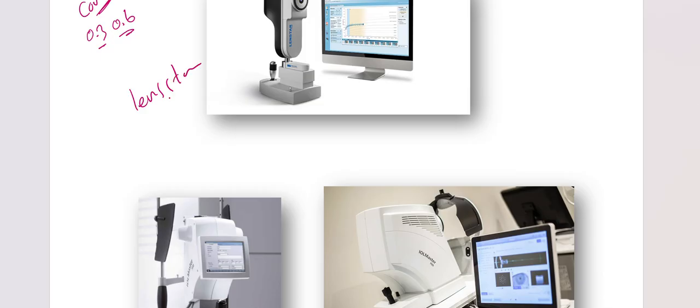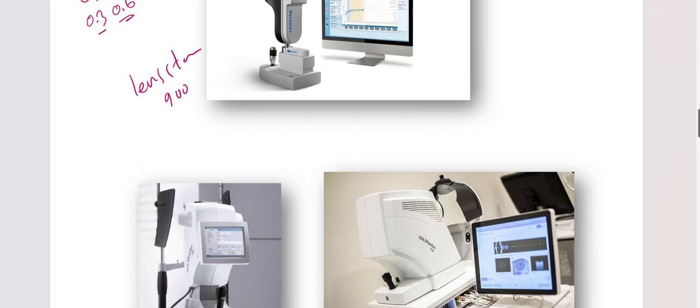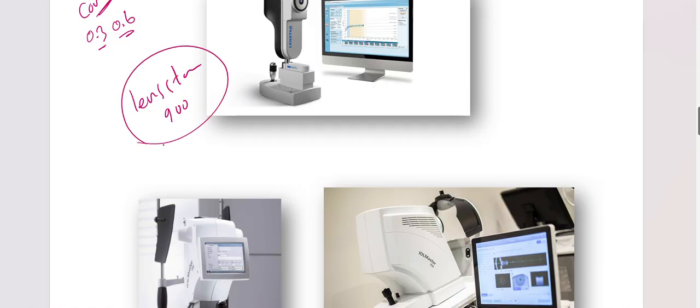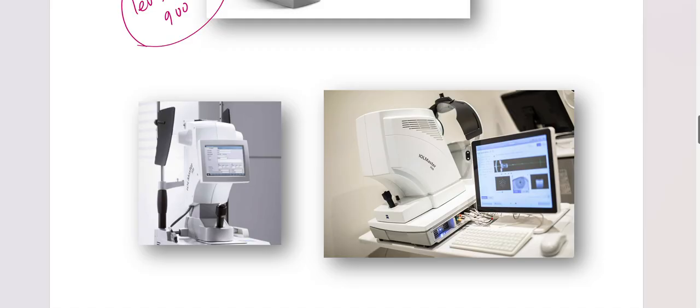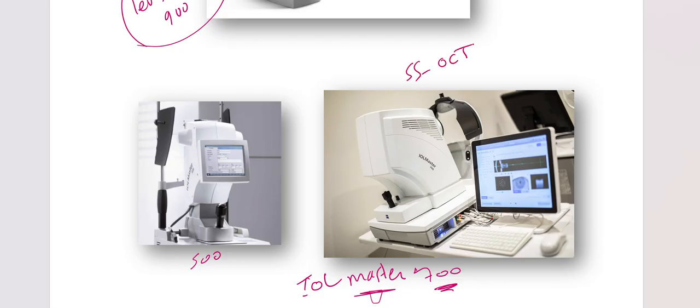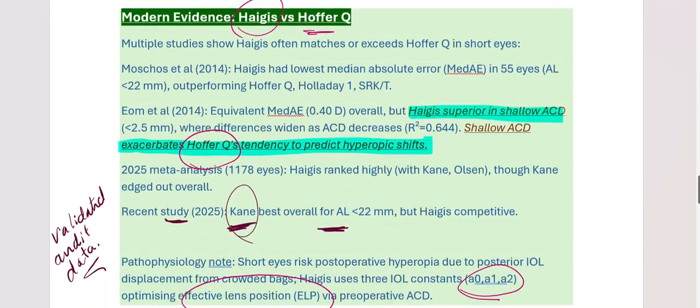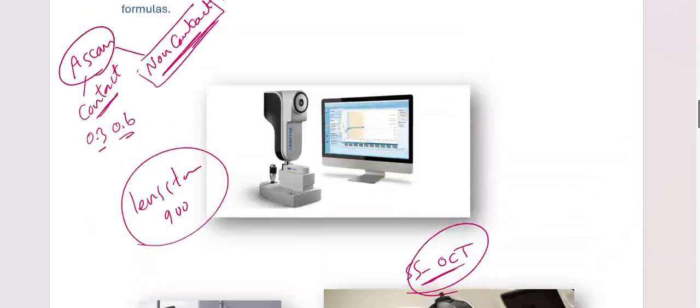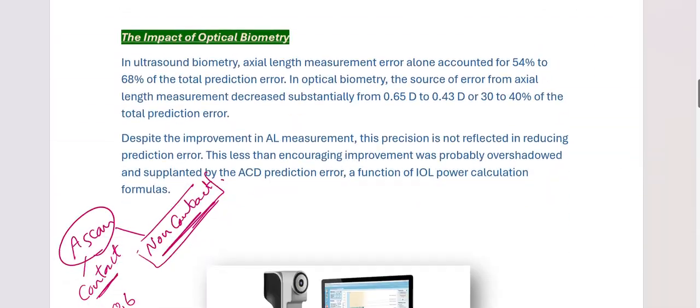This machine, the LenStar 900, is from Haag-Streit, and it's available in the NHS as well. It's more into refractive work, and then the IOL Master, the 500 and the 700. The 700 IOL Master is the most advanced machine. It uses swept source OCT light to obtain very accurate axial length measurements. And this is one of the few commercially available swept source OCT scanners, and it is involved in the IOL Master 700. So we have explained the types of formulae and how to obtain the IOL power.